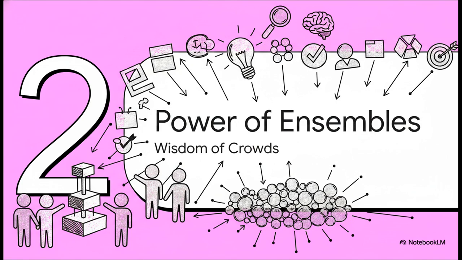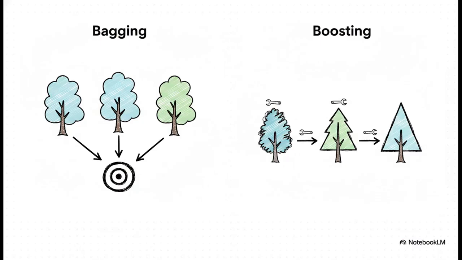Moving on to Section 2, the power of ensembles, or as I like to call it, the wisdom of crowds. All right, so when we talk about ensembles, we're really looking at 2 main heavyweight paradigms, bagging and boosting. And the difference in their approach is absolutely crucial. In bagging, which is what gives us the famous random forest algorithm, we build a bunch of shallow, low-accuracy decision trees in parallel. Every tree gets a random sample of the training data, and by averaging their predictions all out, we massively reduce variance and avoid overfitting.